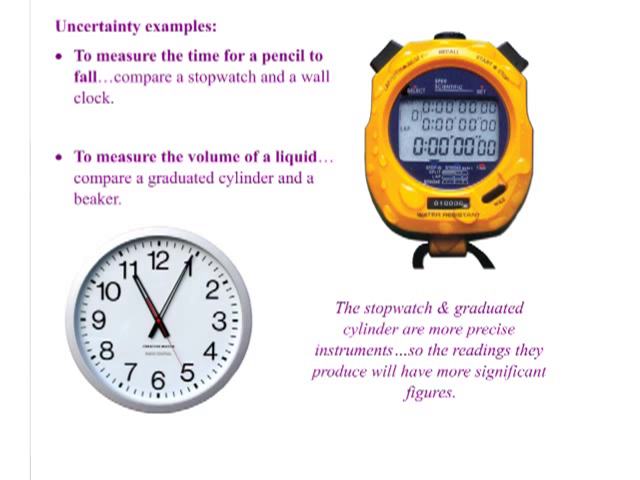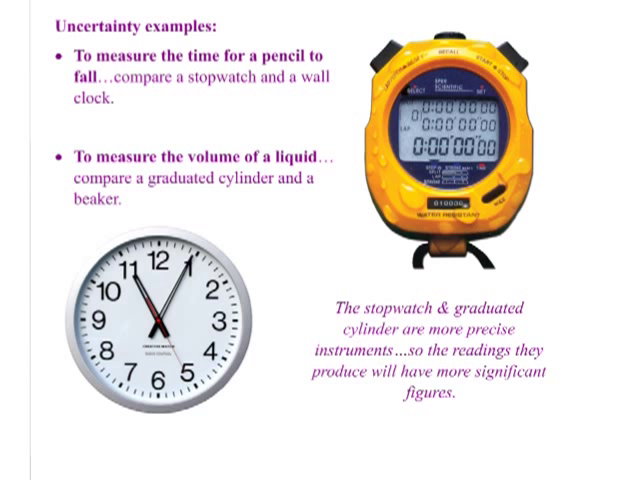So let's look at some uncertainty examples. Let's say we're going to measure time for a pencil to fall to the floor, for example. Let's look at the difference between a stopwatch and a wall clock. Which one will be more precise? The stopwatch is more precise than the wall clock. The wall clock can measure seconds. We can measure fractions of seconds here to multiple places beyond the decimal.